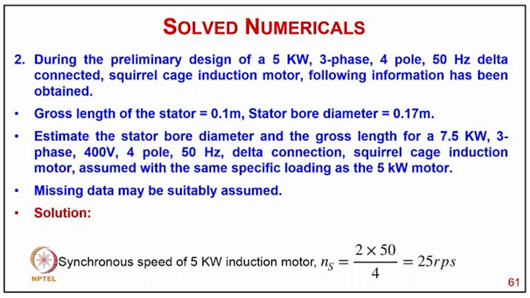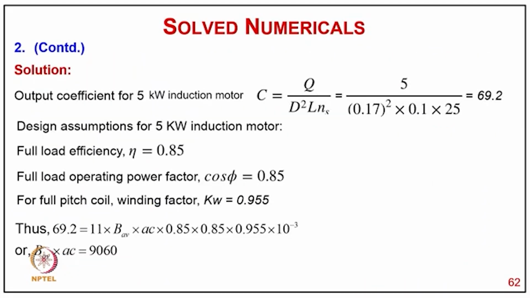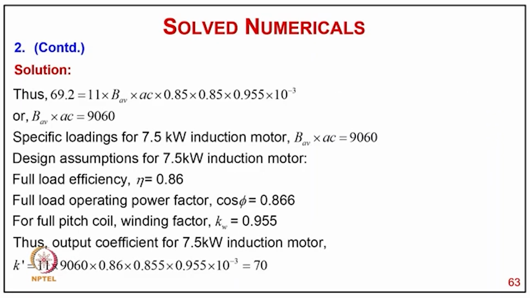So the synchronous speed of the 5 kilowatt motor is ns equal to 2 into 50 by 4, which is 25 RPS. The output coefficient for the 5 kilowatt motor, C0 equal to Q upon D square L ns, comes 69.2. The design assumptions for the 5 kilowatt motor are full load efficiency 0.85, full load power factor 0.85, and for a full pitch winding, the factor KW is 0.955. Thus, putting the values in this equation, B average into AC comes 9060.